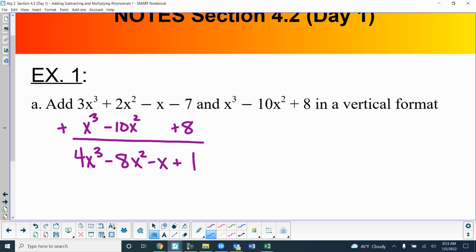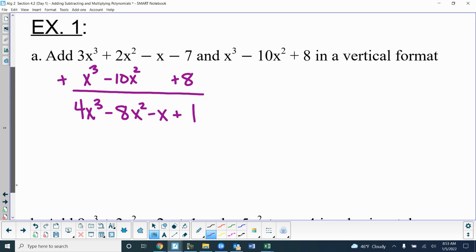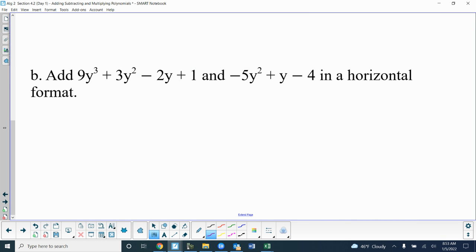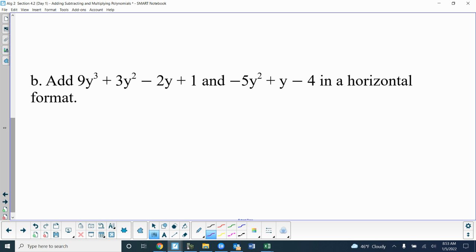So that's doing it vertically, which maybe you guys haven't done before. Maybe you just did it horizontally all the time in Algebra 1, like this one. So you can do it either way, okay? So just combine like terms.